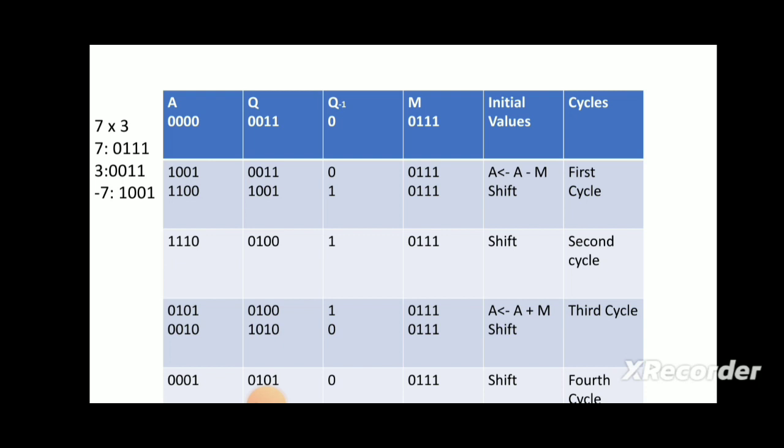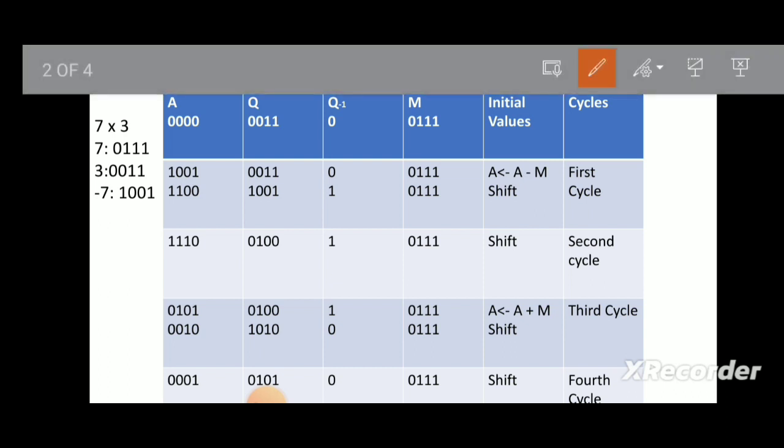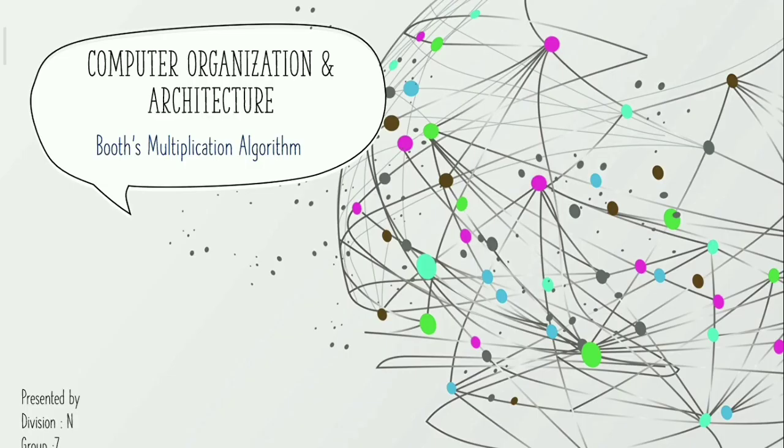The first column A represents the accumulator, which contains 4 bits. The 4 bits are always 0 in every example, and Q is our multiplier. The value of 3 in binary is written here, and Q minus 1 is the previous of Q0, which is also 0 in a single bit, and M is the multiplicand, which is 7. The binary of 7 is written here. After denoting the initial values, let us perform the first operation.